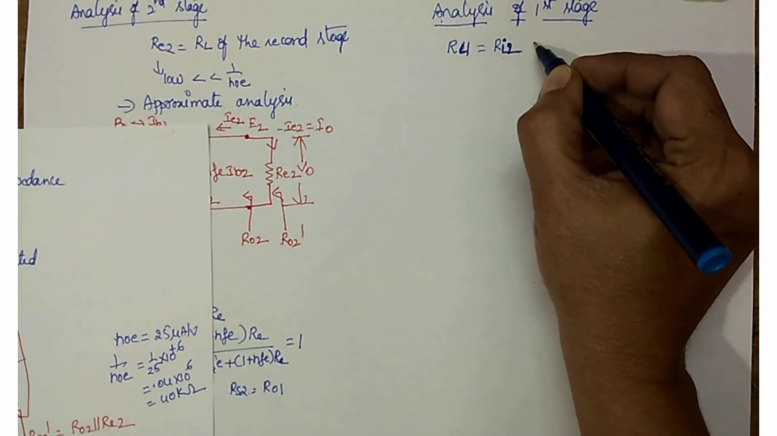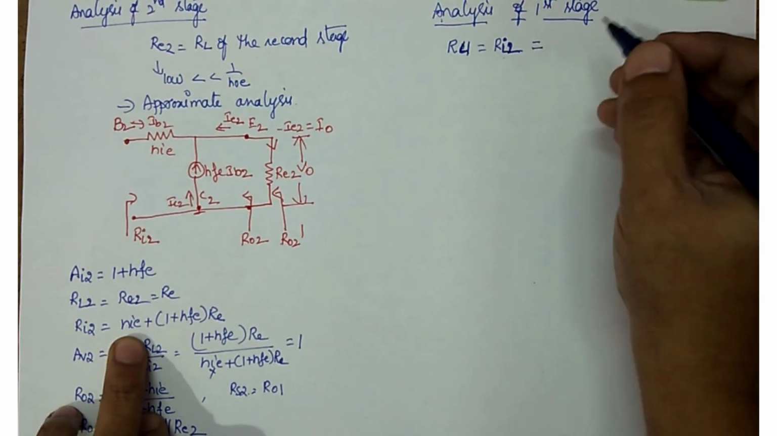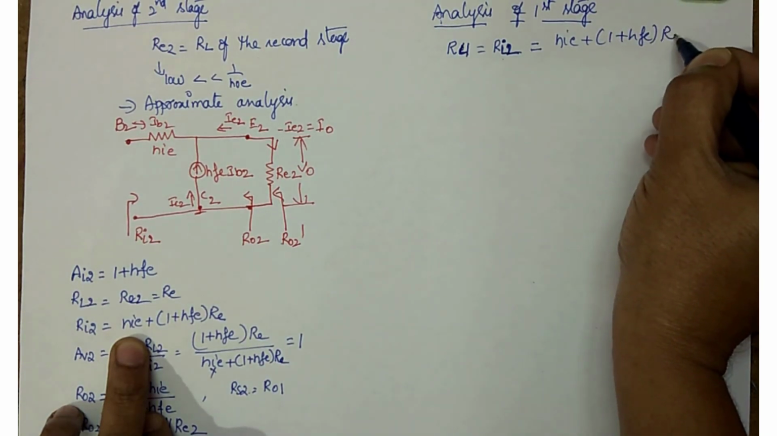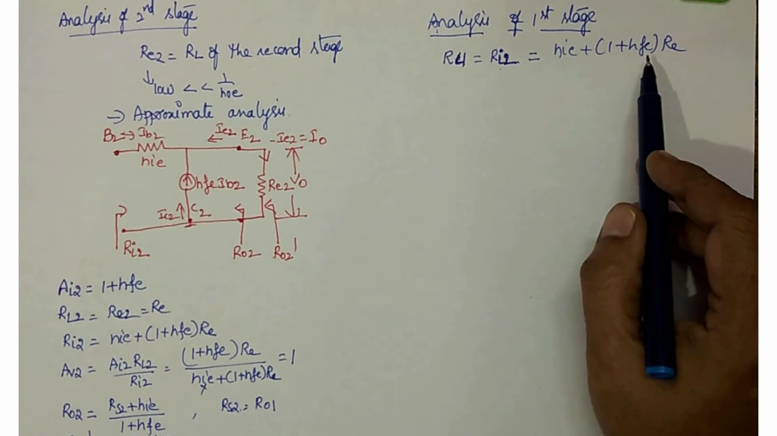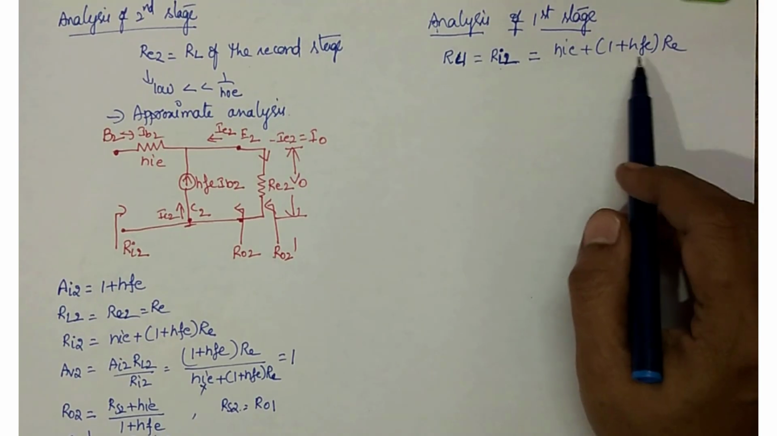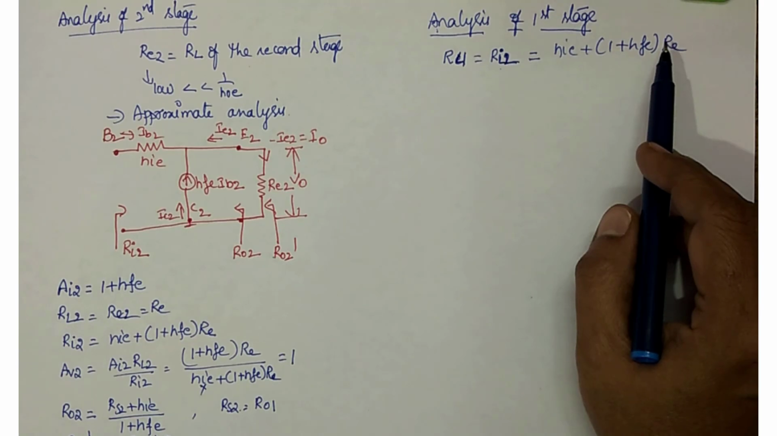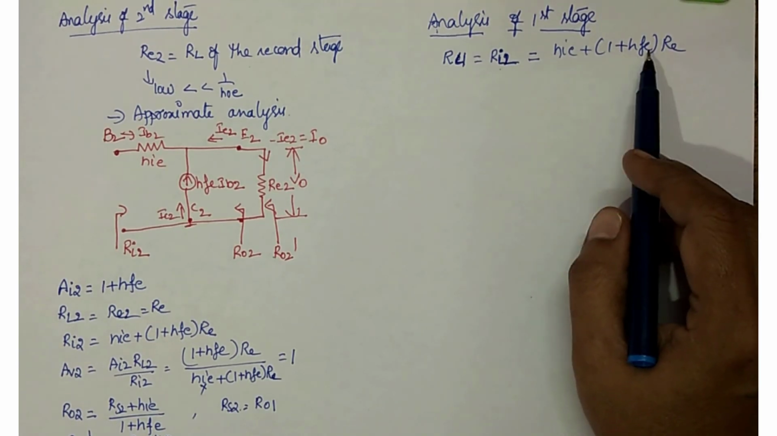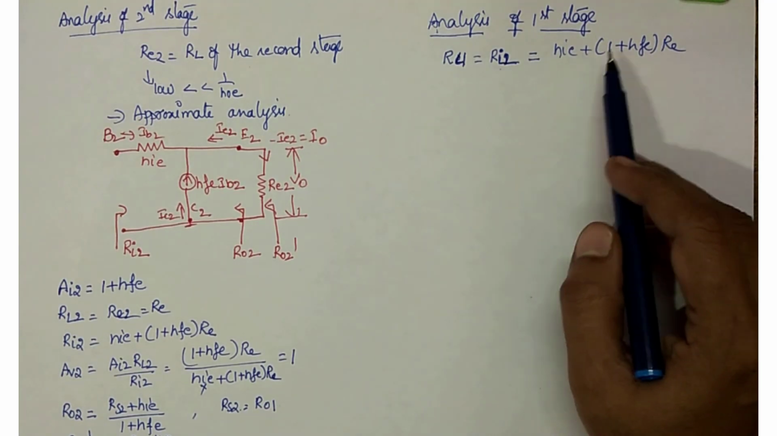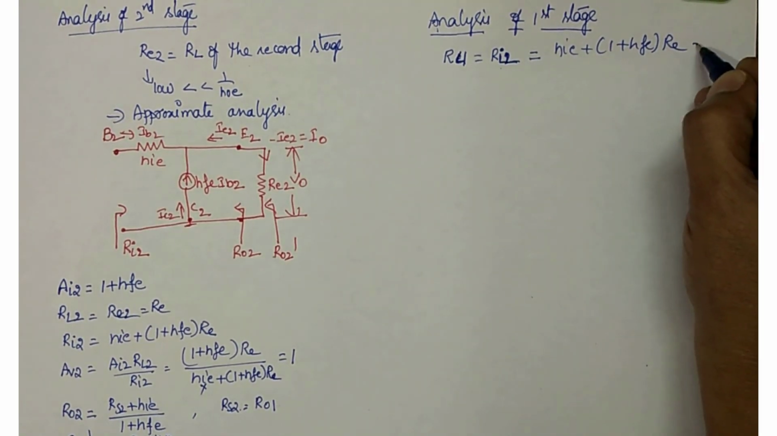We already know what Ri2 is. Ri2 is HIE plus (1 plus HFE) into RE. The minimum value of HFE is 50 and the maximum is 500. Even if you take 50 plus 1, 51, RE is about 2K or 3K. So 51 into 2K is 102K, plus HIE 1.1K, so totally it is 103.1K, which is very high.